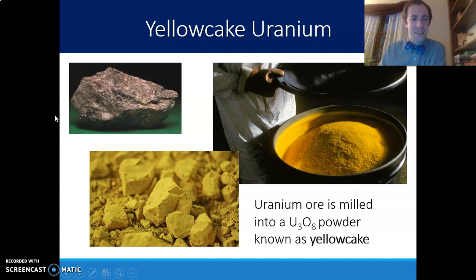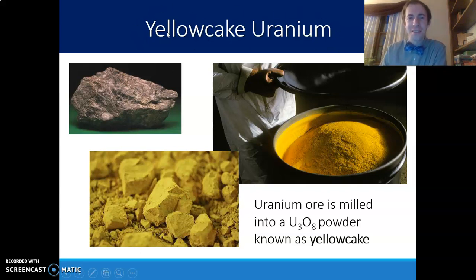Its raw form looks like this. We call it uranium ore. That uranium is laced within this rock, and shipping that whole rock would be pretty inefficient, as it is not all uranium. Most of it is rock. So that is refined to produce what we call yellowcake uranium.